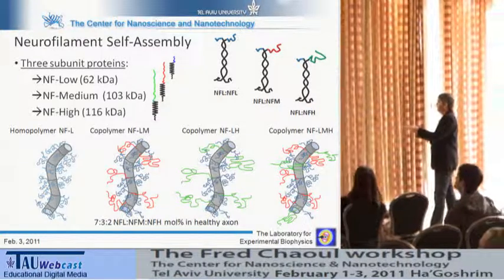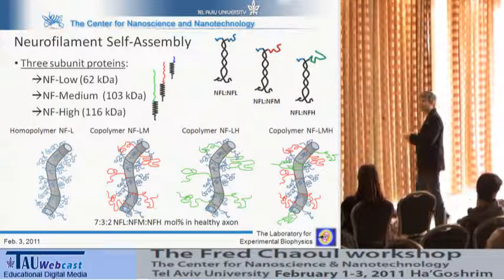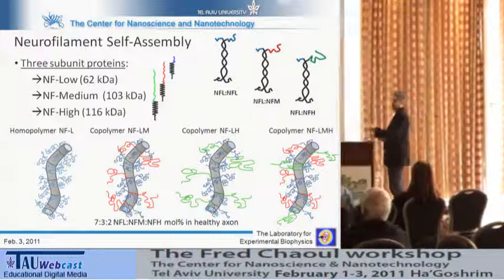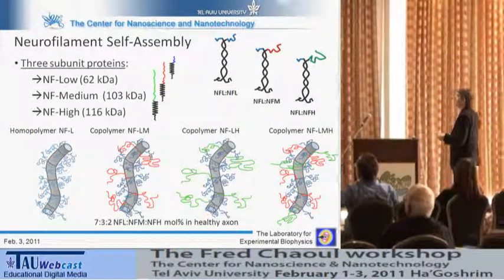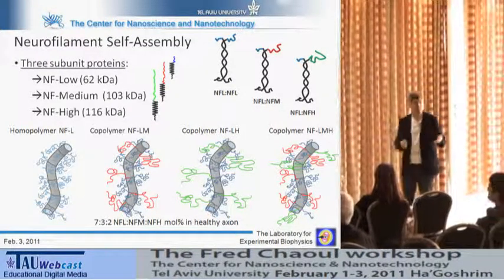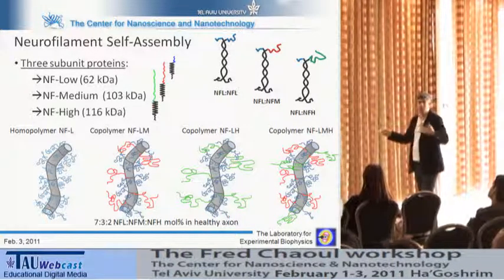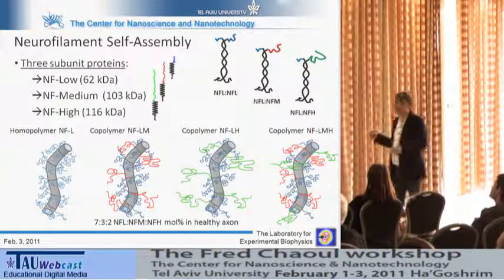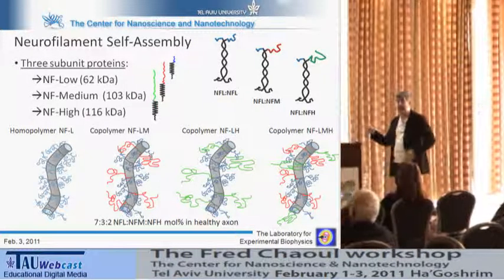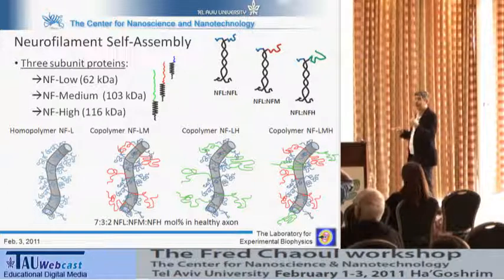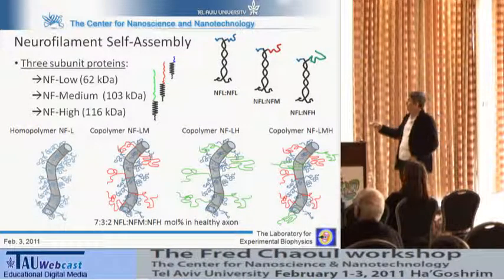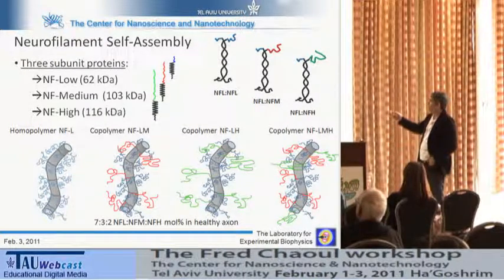Because of this rule that I told you before, and I didn't explain why, but this is how it works, we cannot make any type of filament that we would like. We can only make neurofilament low alone, which is just a homopolymer made out of low. This is, by the way, what happens when the neuron is in early stages. Or we can make copolymers of low with medium, meaning that we have some low and some medium in the polymer, or low and high, or all three of them.